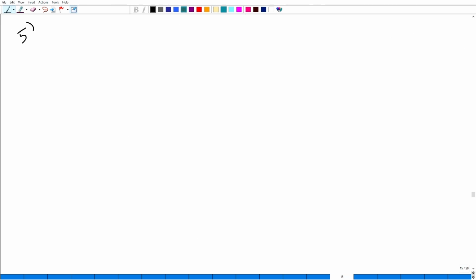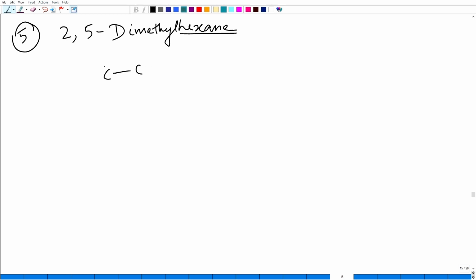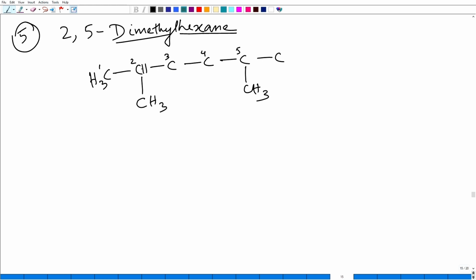And another one is 2,5-dimethyl hexane. Since we have hexane, we will write 6 carbons: 1, 2, 3, 4, 5, 6, and 2 groups are at positions 2 and 5. Dimethyl, so both of these are methyl groups. Now, we will put hydrogens: CH3, CH, CH2, CH2, CH, CH3.